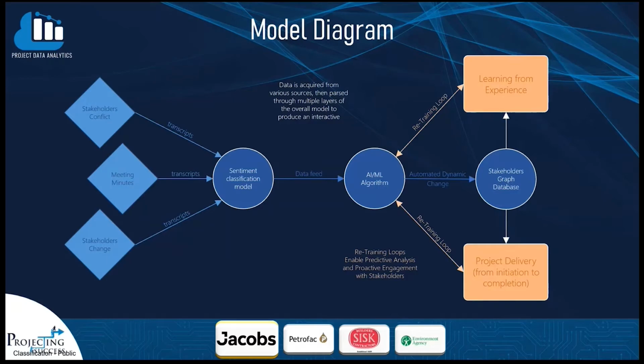So the stakeholders graph database could be linked to an algorithm, artificial intelligence, machine learning that itself would be fed by something like a sentiment classification model that would take stakeholders data such as meeting minutes, when the stakeholder changes, when there are conflicts, to be able in a dynamic fashion, not only to inform project delivery metrics, but also learn from experience.